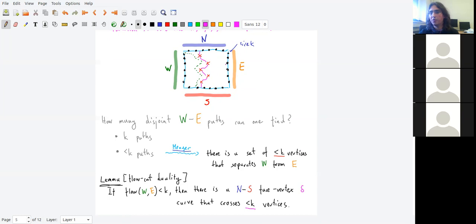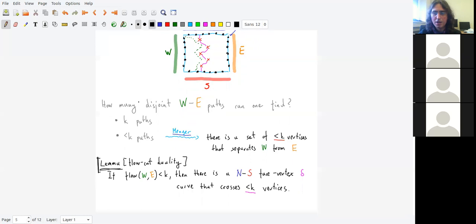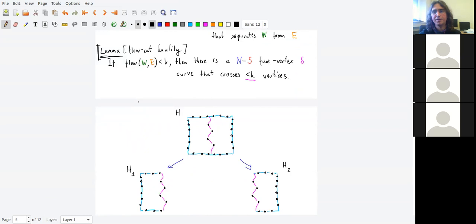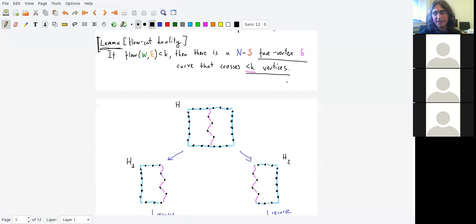Yeah, so this is a basic flow-cut duality theorem for planar graphs that explains that the separators are topologically well understood. We will later prove this theorem. So I hope that you can intuitively believe it at this point, and later we'll fill in the proof of this lemma. Good. So now we take it as promised. And based on this, if we are able to find such a face-vertex curve that crosses less than k vertices, then I claim that I can do a recursion step.